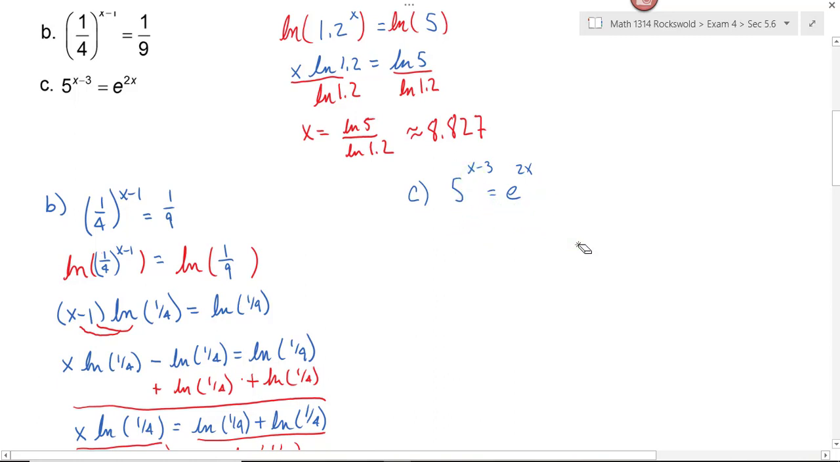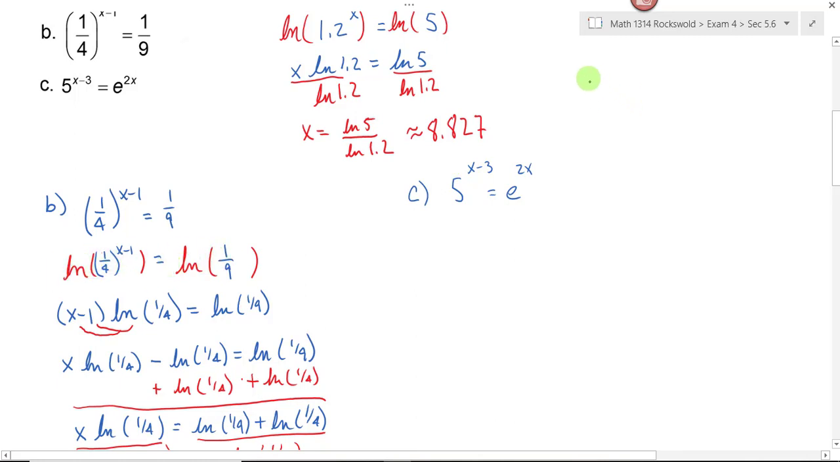On part C, we're asked to solve the equation 5 raised to the x minus 3 equals e raised to the 2x. What I want you to notice about this is that your variable is in the exponent. How do we get variables out of the exponent? What do I have to do to both sides of the equation? How do I put them in front? I can't put them in front until I have the natural log.